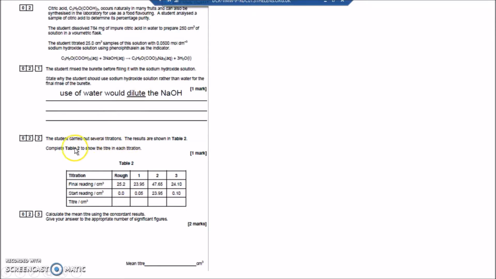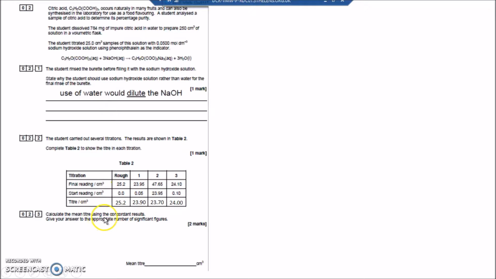The student carried out several titrations. Complete it. So what you do is you take the final, take away the start, and you put it there. Final, take away the start, final, take away the start, final, take away the start, and you put them underneath. And you make sure they're all to 4 significant figures. All of these look as if they're to 4 significant figures. The first one is rough, so that needn't be. That's not actually to 4 significant figures at all, but the others look as if they're starting out at least to 4 significant figures. I'm going to put them to 4 significant figures: 24.00, 23.70, 23.90, and 25.2 is just my rough one.